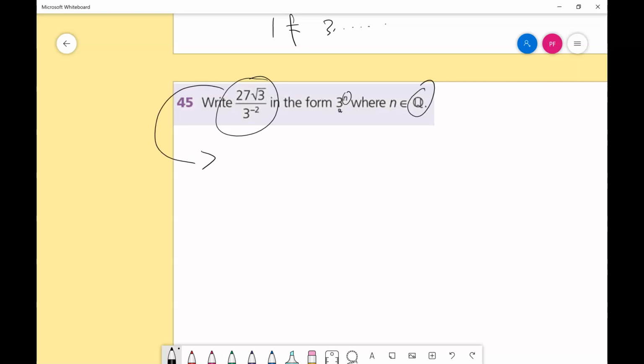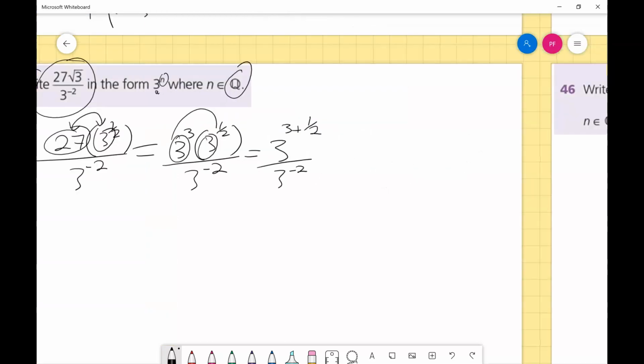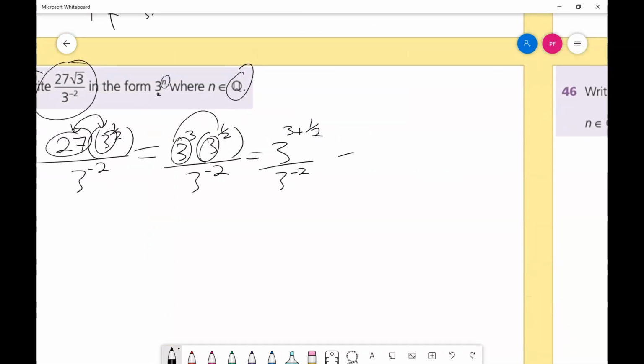So first of all, I'm going to get rid of my square root sign. So that is 3 to the power of a half over 3 to the power of minus 2. Now I can't do anything with these because my base numbers are not the same. But I could express 27 as 3 cubed. So I've got 3 cubed times 3 to the power of a half over 3 to the power of minus 2. Now my base numbers are the same, so when I'm multiplying, I add my powers. So it's 3 to the power of 3 plus a half over 3 to the power of minus 2. 3 plus a half is 3 and a half, or we could express that as 7 over 2.